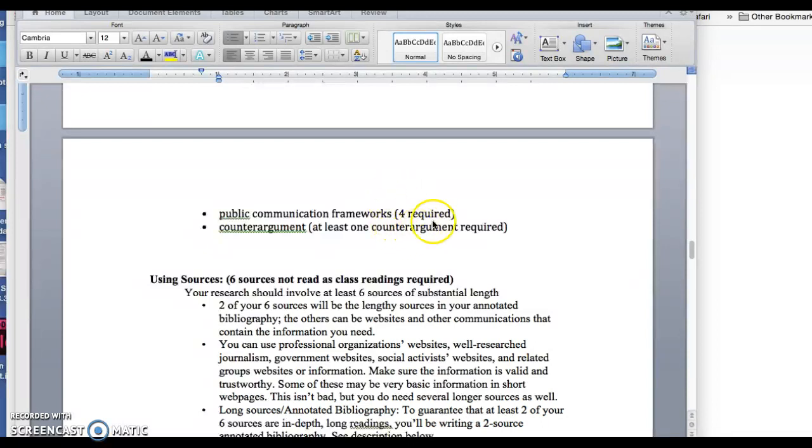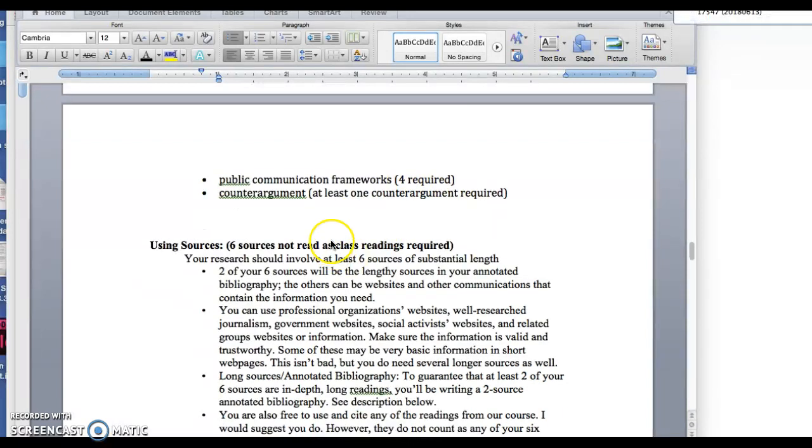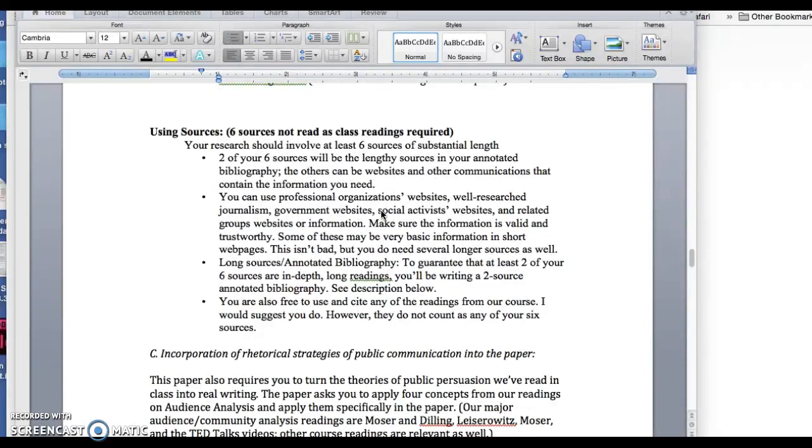Right, so that's one, and then you'll have plenty of others that you'll get to use too, and you can choose 3 from any of our other readings coming up. You will need one counter argument as well, so what people might say against you, and you'll want to debunk that, as you always do with counter argument.